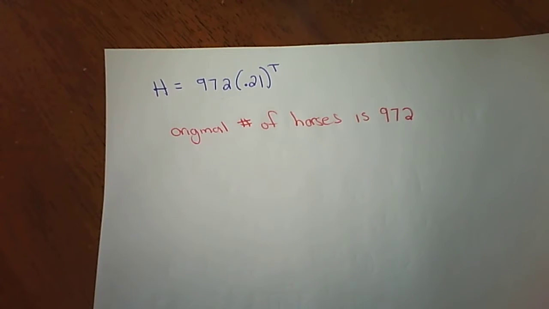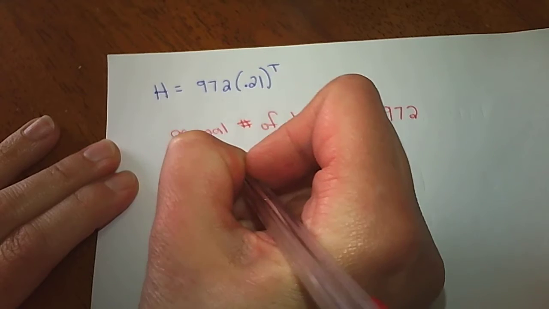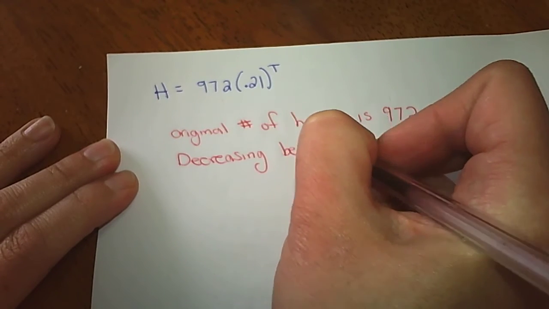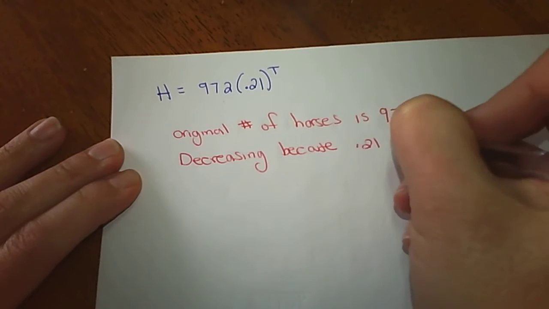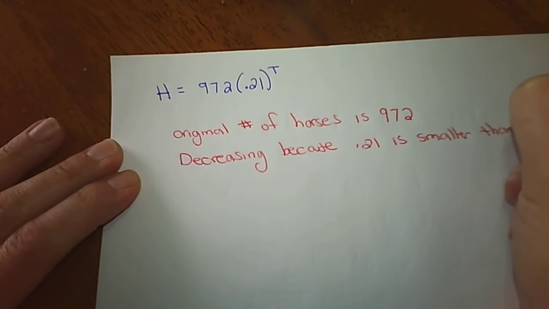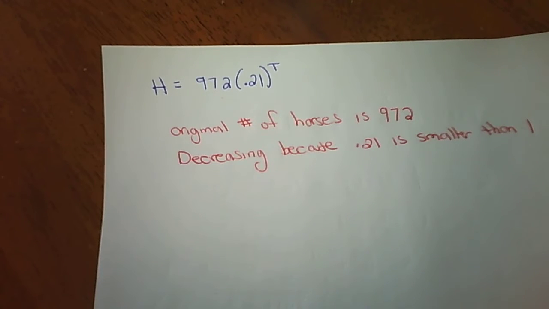You also need to be able to tell me if this function is getting bigger or smaller. Is it increasing or is it decreasing? And how do you know? This one is decreasing because 0.21 is smaller than 1. Okay? Now, we need to know what percent it's going down by.